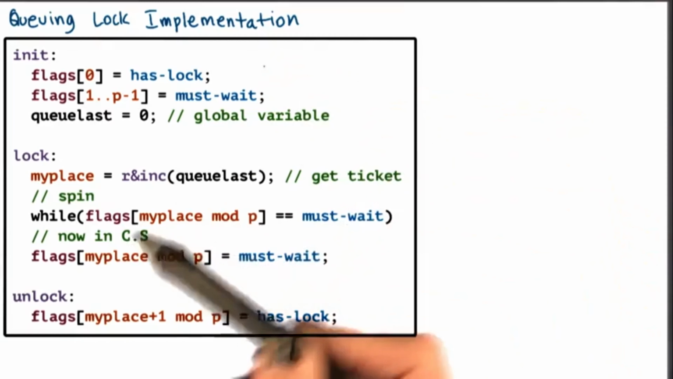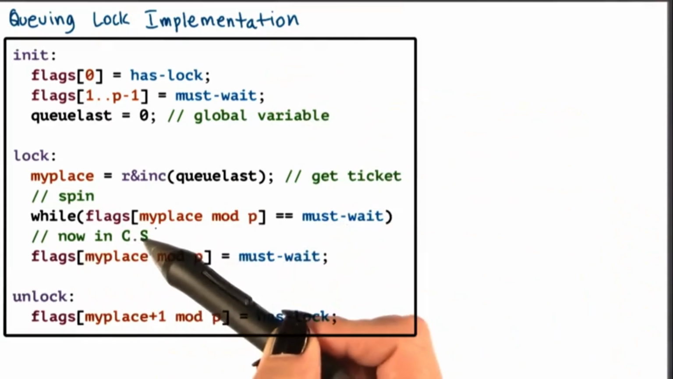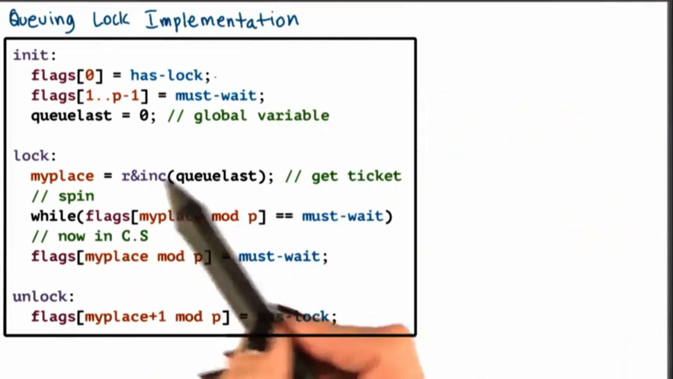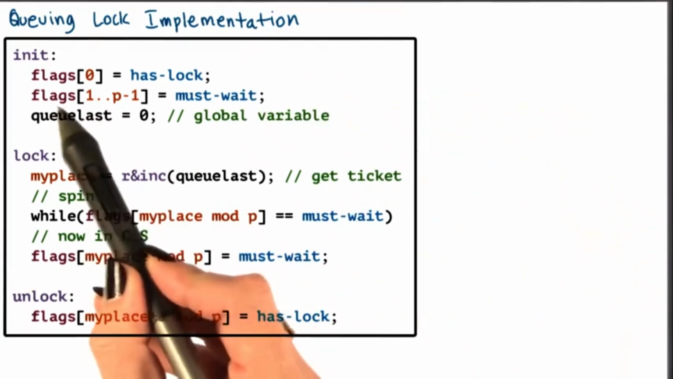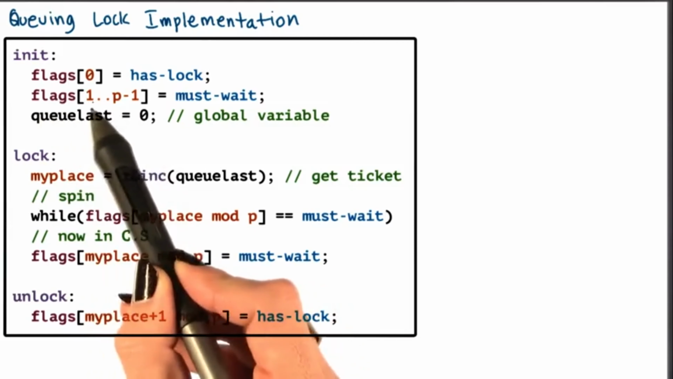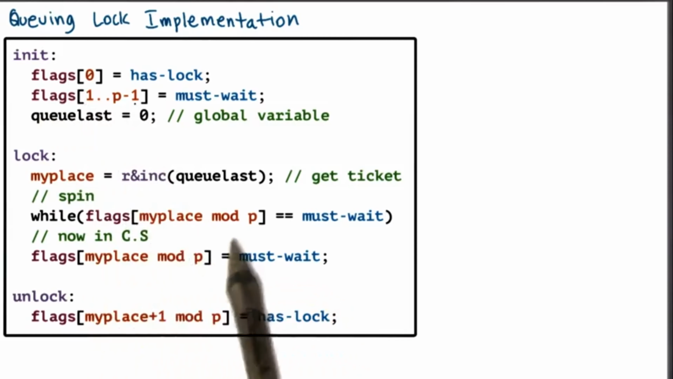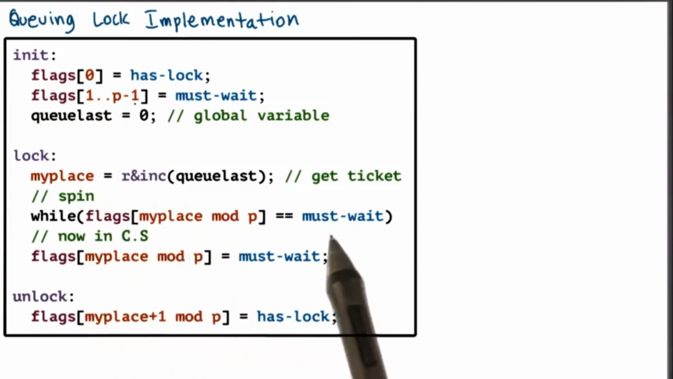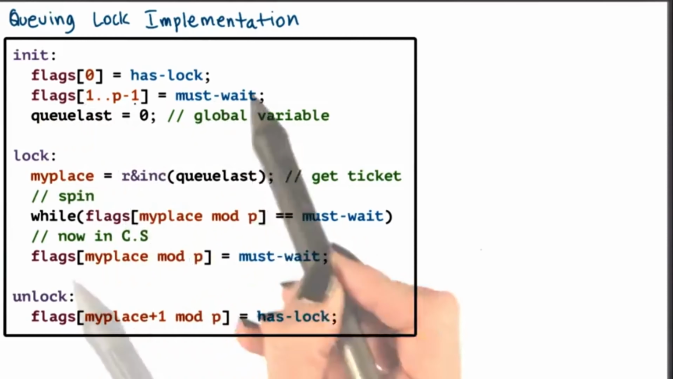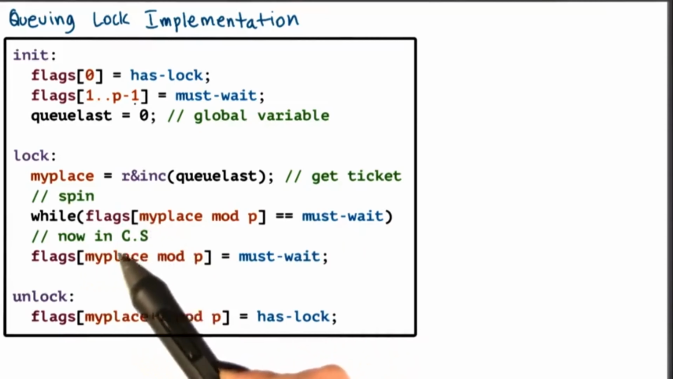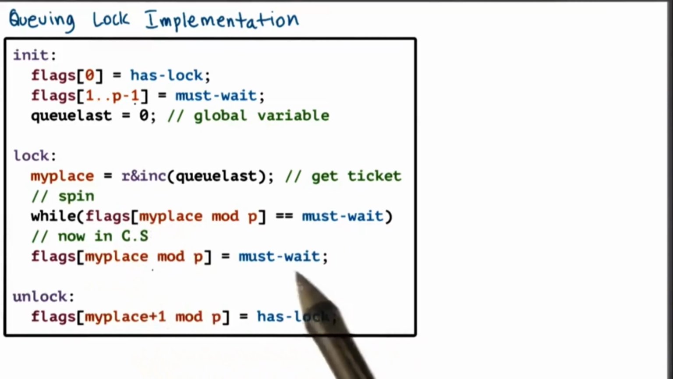Every subsequent thread, as long as the first thread is in the critical section, will come and will get tickets that will point to some elements of the flags array that are from 0 to p-1, and they will not be able to proceed. Their value will be must wait. When the owner of the lock is done with the critical section, it will reset its element in the array to must wait in order to get this field ready for the next threads, next processes that try to acquire this lock.